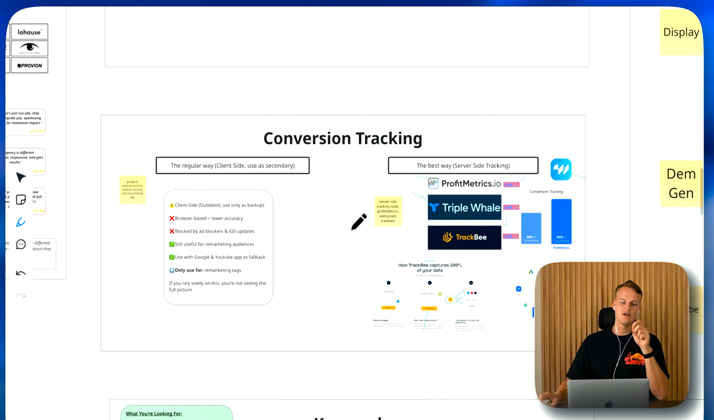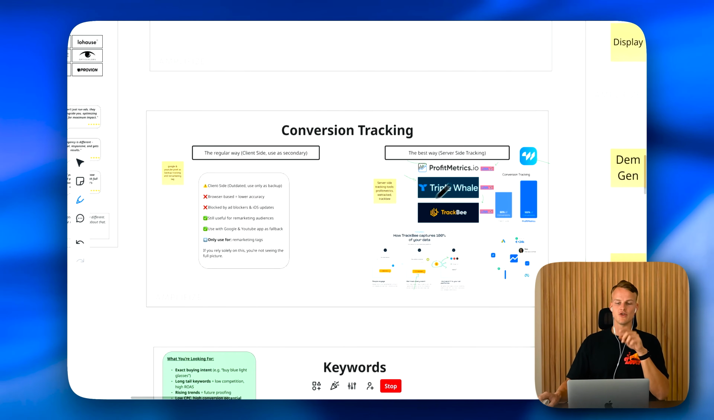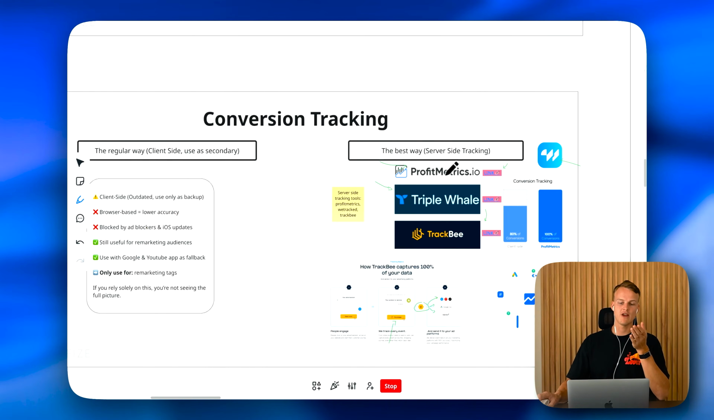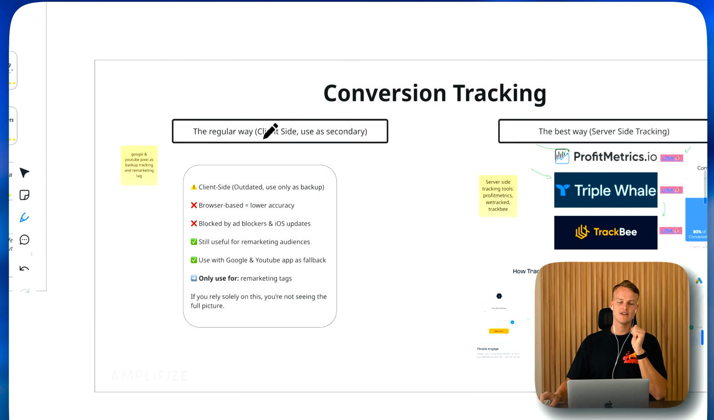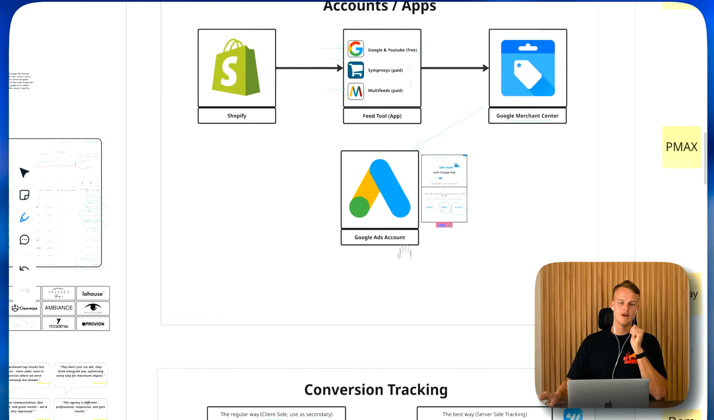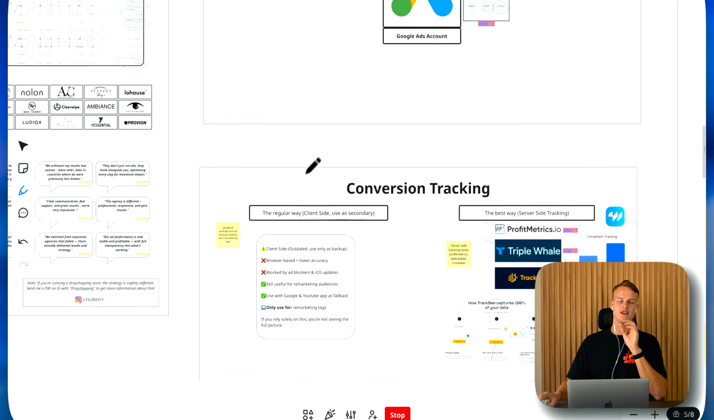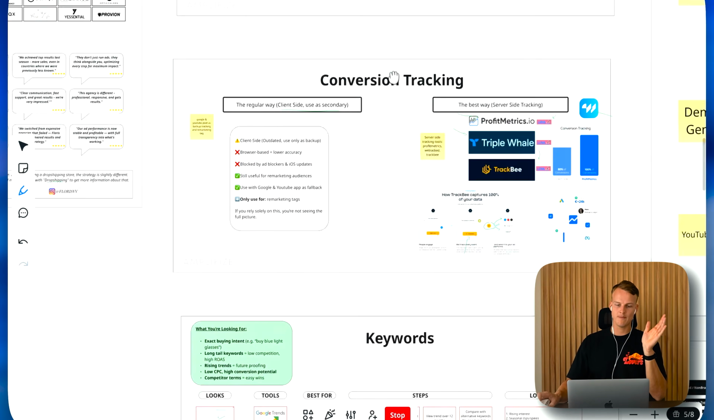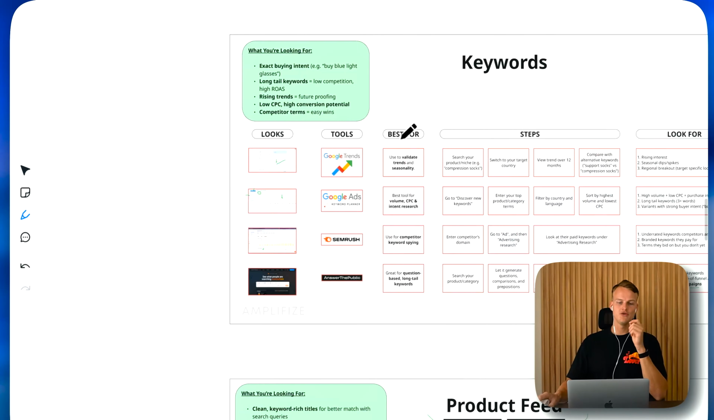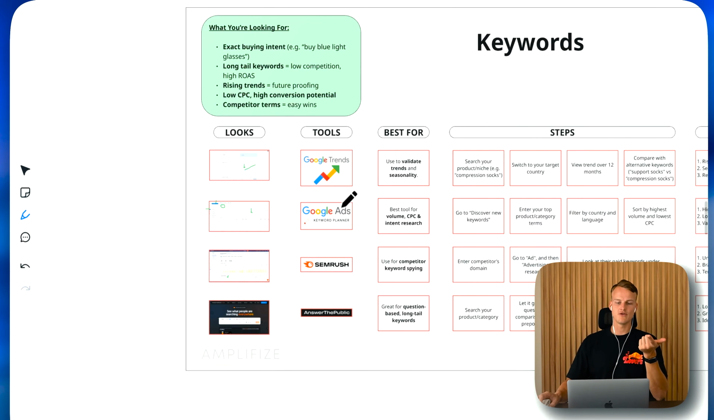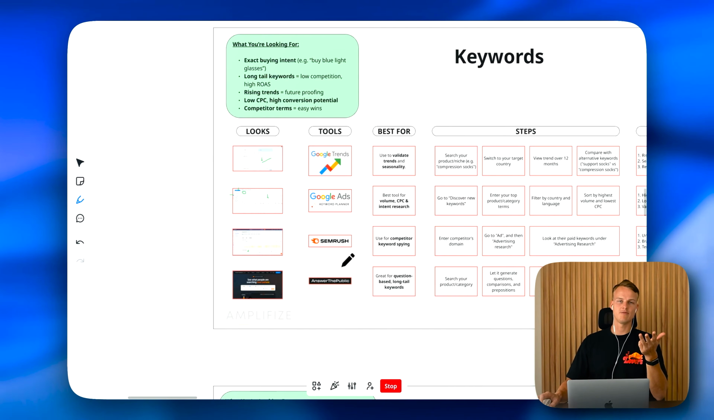And I would always recommend to use a server-side tracking solution like Profit Metrics or TrackBee for your conversion tracking specifically. Set those conversion actions to primary and then use the client-side tracking, which is automatically set up within the Google and YouTube app, as a secondary conversion, just as a backup. When it comes to the keywords, use tools like Google Trends, Google Keyword Planner, SEMrush, and Answer the Public to pick between 5 and 20 of the best keywords.